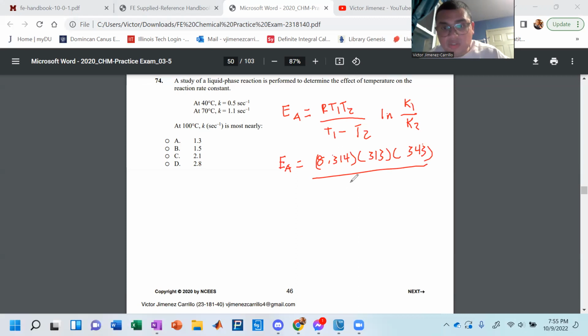T1 minus T2, which is 313 minus 343. ln of T1, K1, which is 0.5, divided by K2, which is 1.1. EA ends up becoming 2, 3, 4, 4, 5.2 joule per mole.